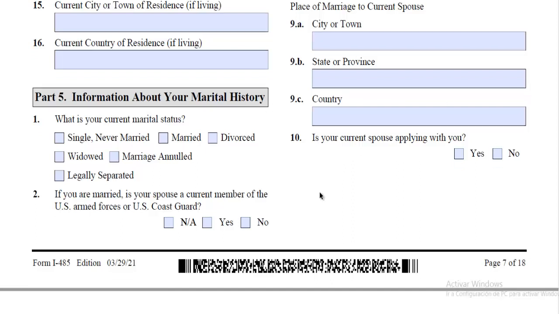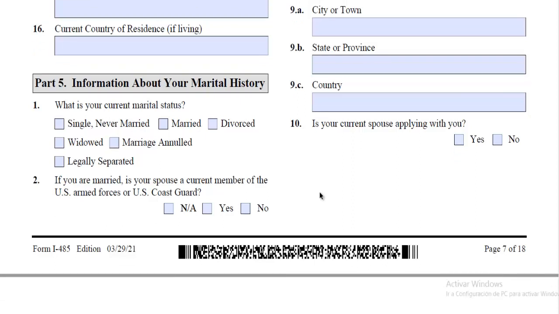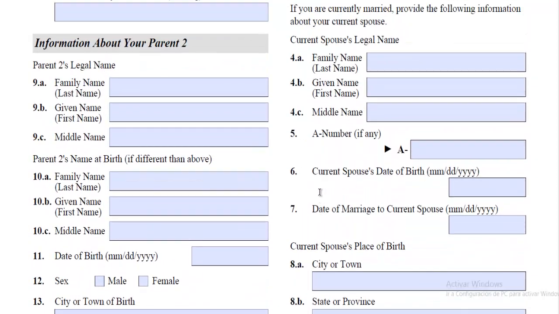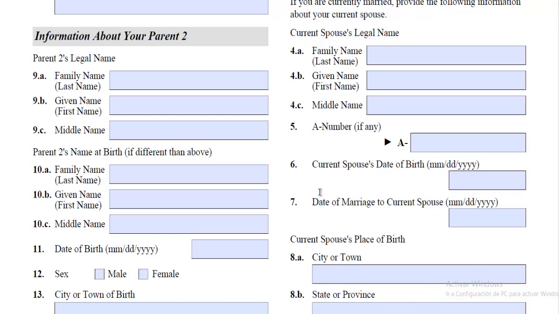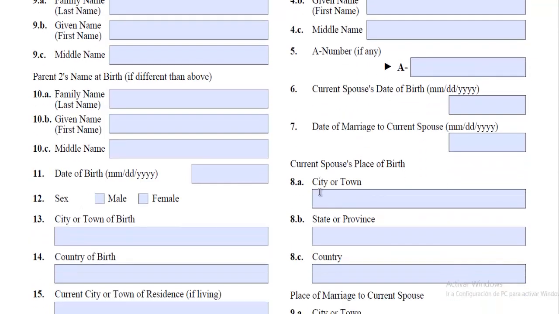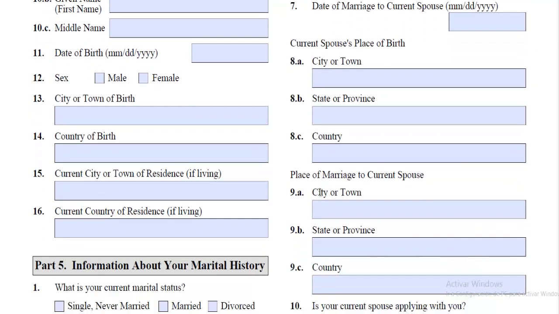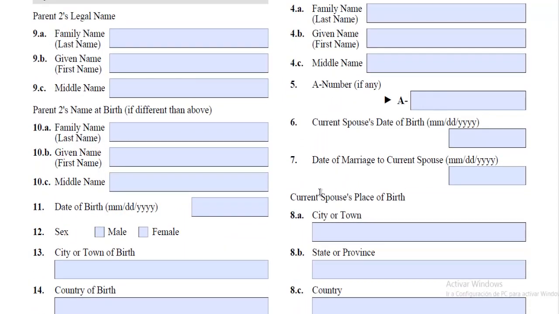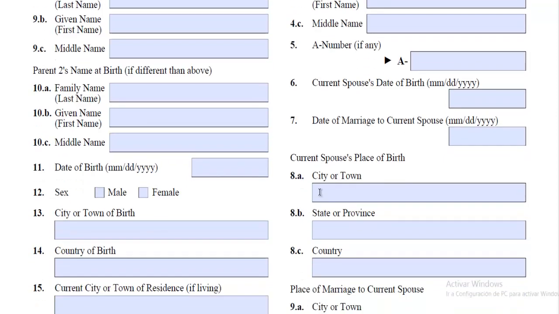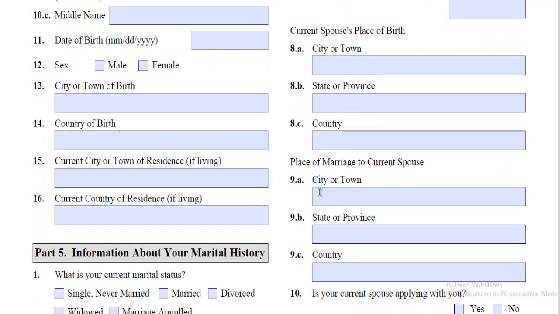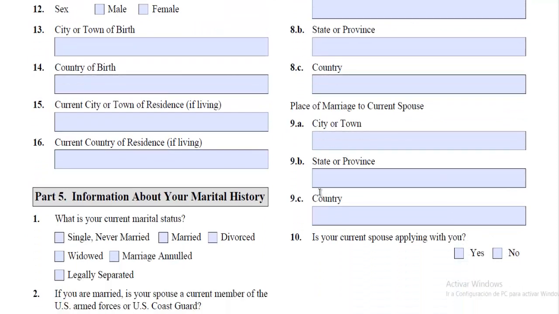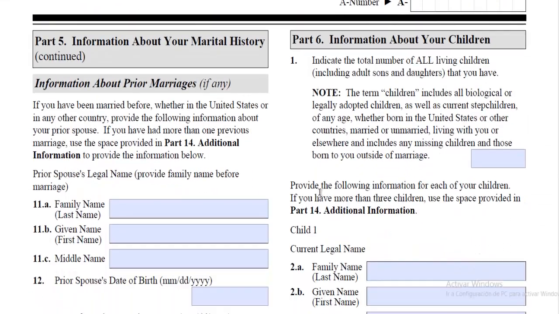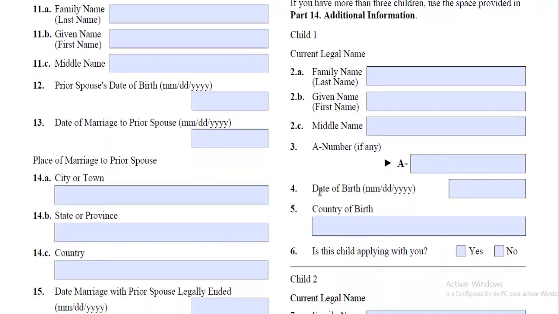So 1A, your status. Question 2 asks if you're married to someone in the U.S. Armed Forces or U.S. Coast Guard. Then current spouse, 4A through 8C. You write their name, their alien number if they have one, date of birth, date of marriage, city or town, state, and place of marriage. Then whether you're currently applying with your spouse, yes or no, and the prior spouse before your current spouse.